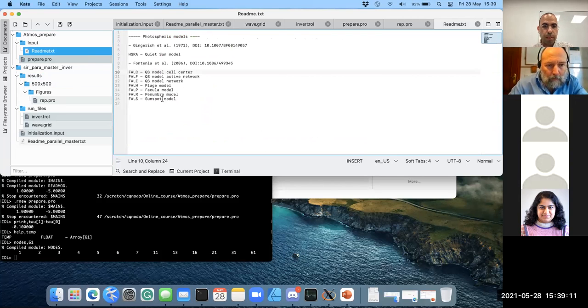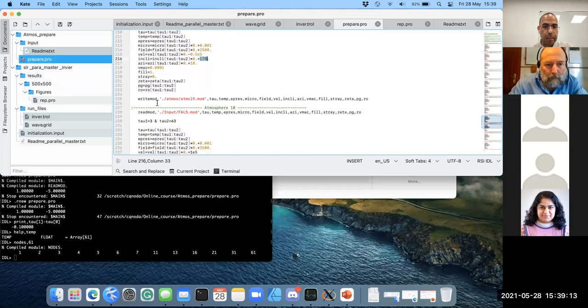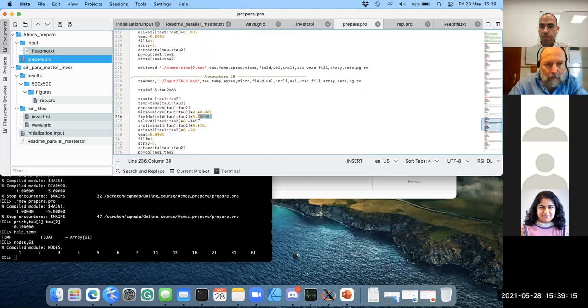In the case of the sunspot model, file S, I put a strong magnetic field, also almost vertical, and low velocities. So I try to make it a bit consistent with what we expect from the physical scenario they are trying to reproduce. But you can change those things freely, so it's not a big problem.